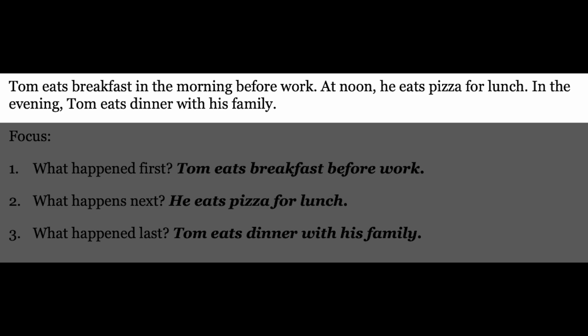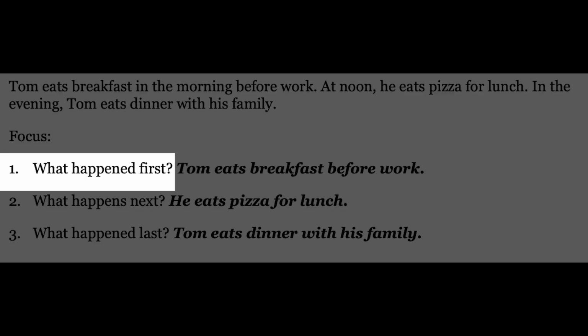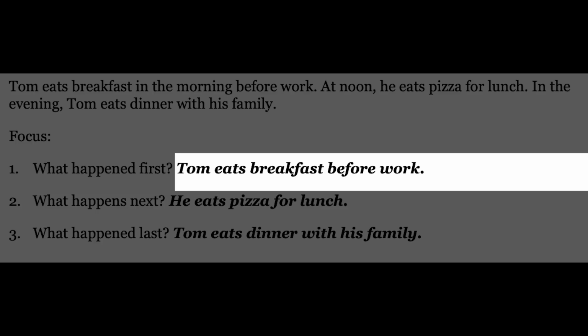It reads, Tom eats breakfast in the morning before work. At noon, he eats pizza for lunch. In the evening, Tom eats dinner with his family. Now, look at question number 1. It asks, what happens first? The very first line of the short story tells us what happens first. Tom eats breakfast before work.